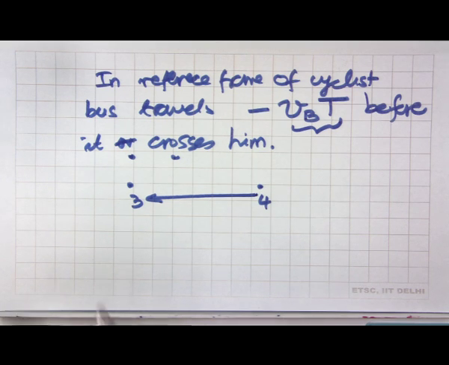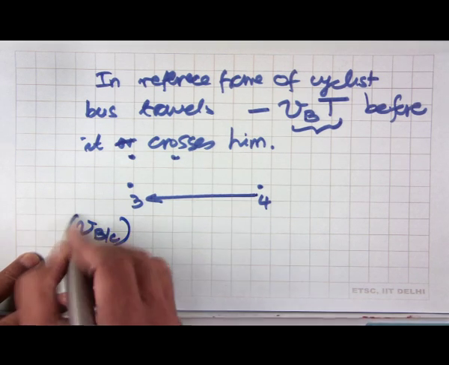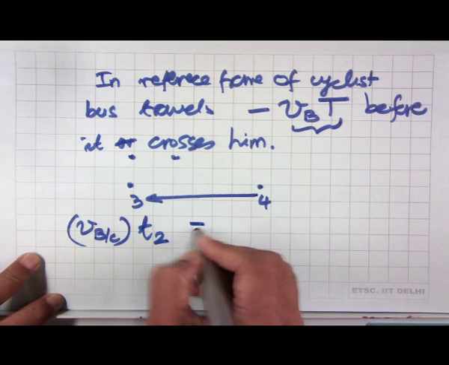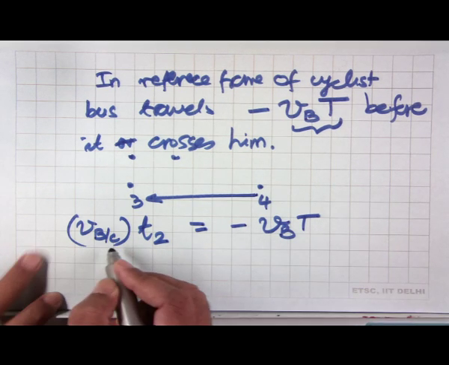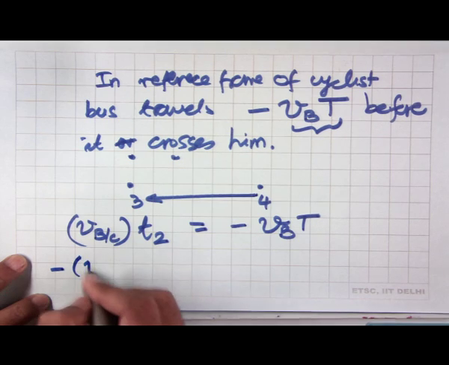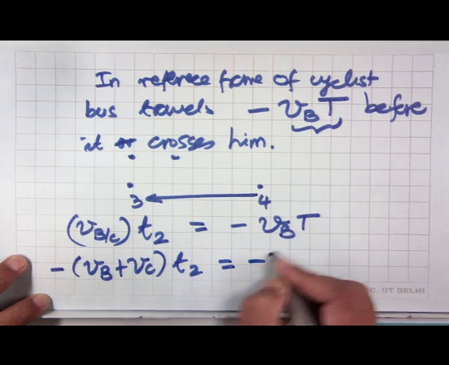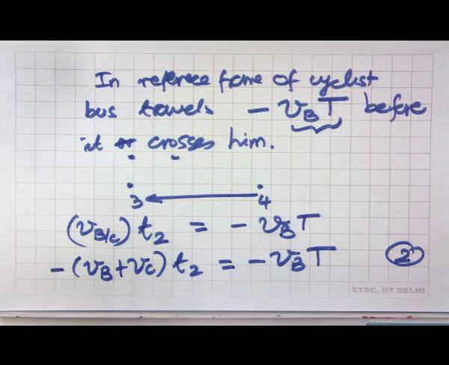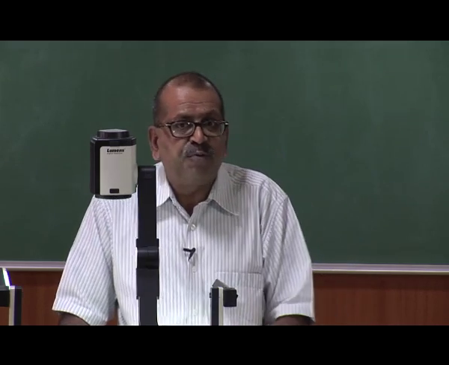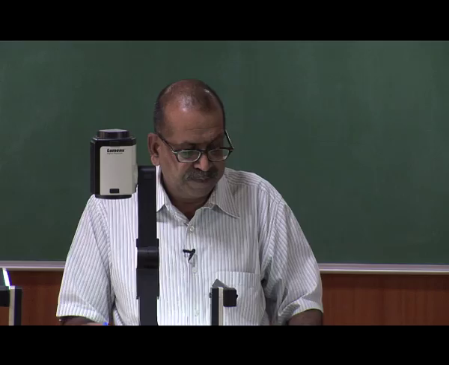So, now we again use the fact that velocity of the bus with respect to the cyclist, this time taken is T2, and this will be equal to minus Vbt, and velocity of bus as seen from the cyclist we have already worked this out. This is minus of Vb plus Vc times T2 is equal to minus Vbt, and this is the same as relation number 2 which we have obtained earlier. So, when we observe things in a relative frame, we can also solve the same problem with this method.